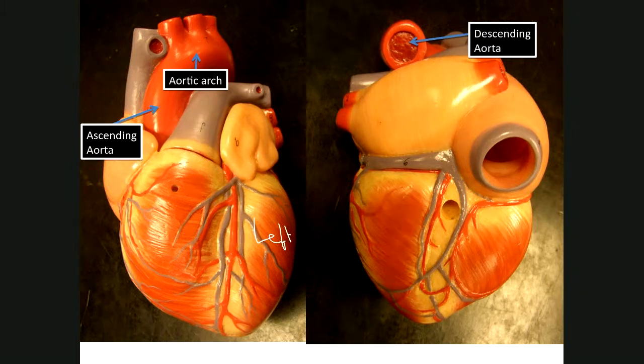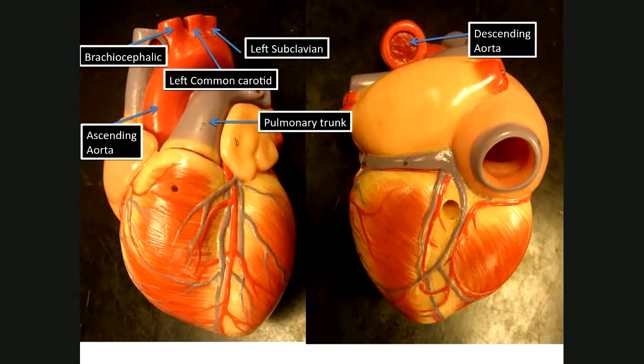Remember, there's a valve. There's a valve right there. It goes this way. If you look at the top of this artery, look, there are 3 branches that come off the top. So here's the arch. And at the top of the arch are 3 arteries.